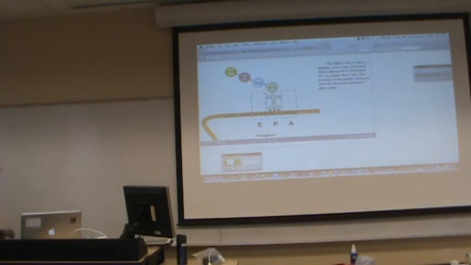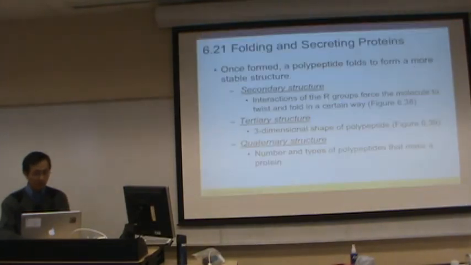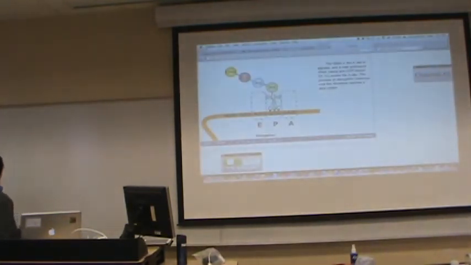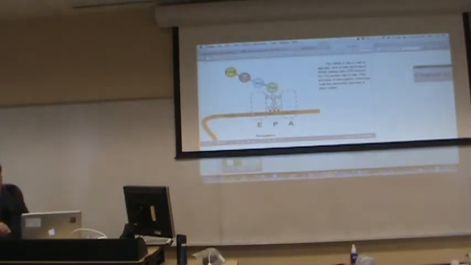Okay, so I guess we don't have much time. I can just summarize this. There's not much left, so we only have protein structure left. So let's summarize this whole thing.